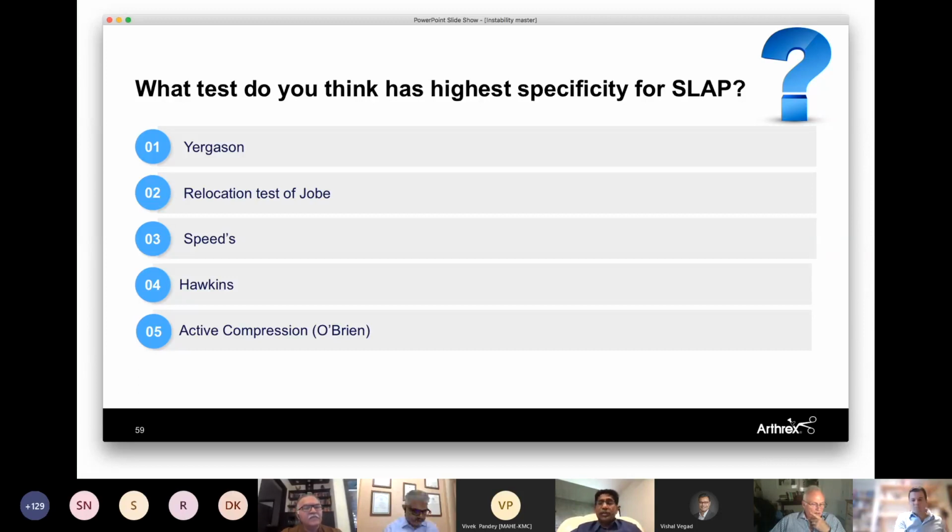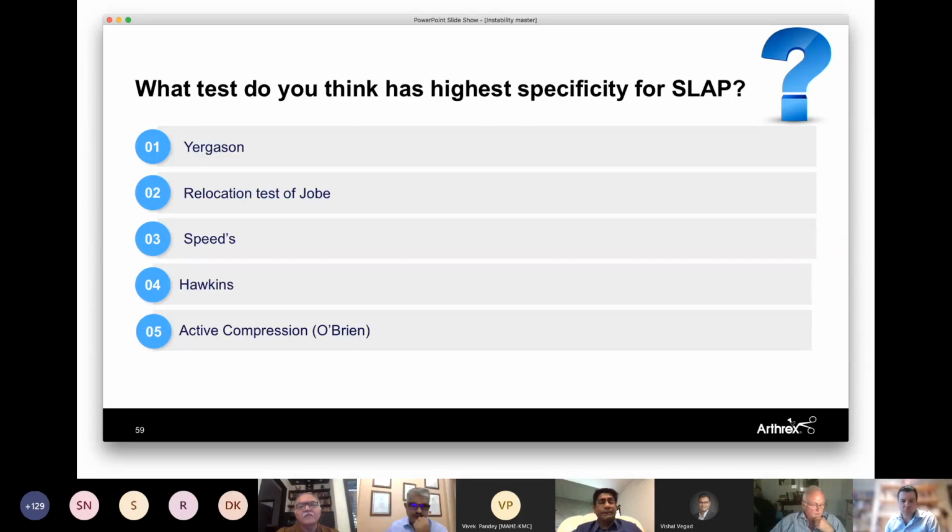Basically, after ruling out all other diagnoses, you come to a conclusion that this patient may be having a SLAP tear too, because isolated tears are very rare. Most of the time it is masked with other pathologies like a labral tear or some cuff pathologies. So I usually go with the Speed's test and O'Brien's test, which give some information, and then I combine that with the clinical examination.